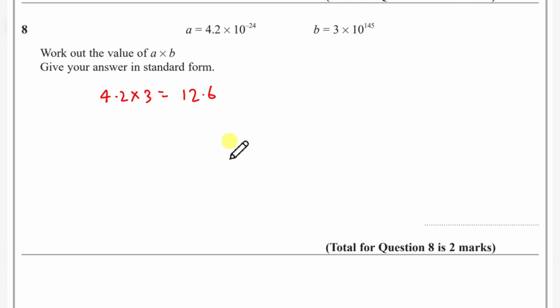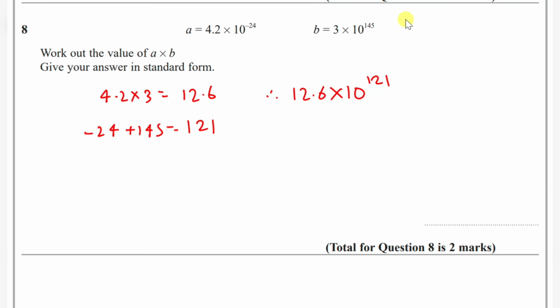Whereas now, 10 to the negative 24 times 10 to the 145. When you multiply things with the same base, remember, just like algebra, you add the powers. So it'll be minus 24 add 145, and if you do that, you should get, well, I'm doing it on the calculator because I'm trying to make sure this is as accurate as possible, 121. So far we have 12.6 times 10 to the 121.